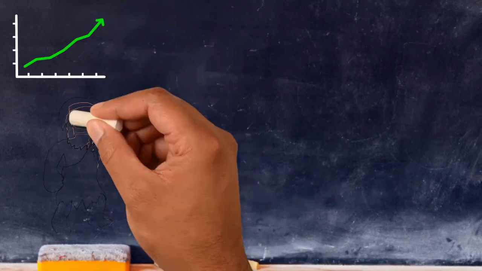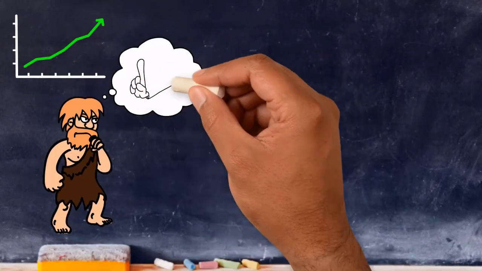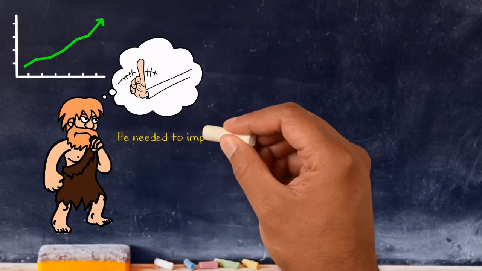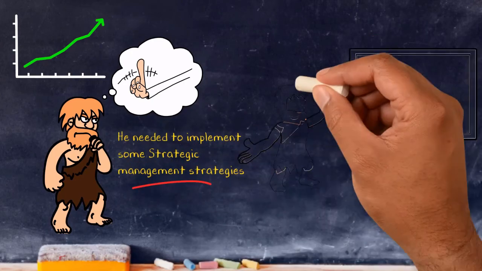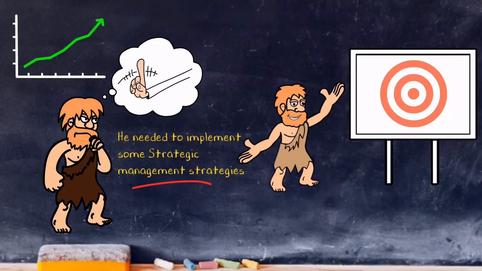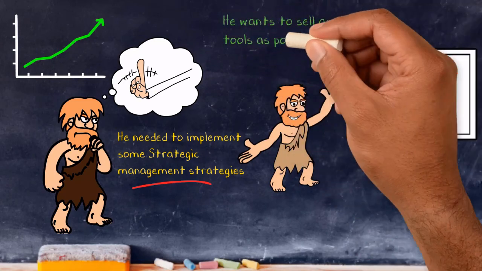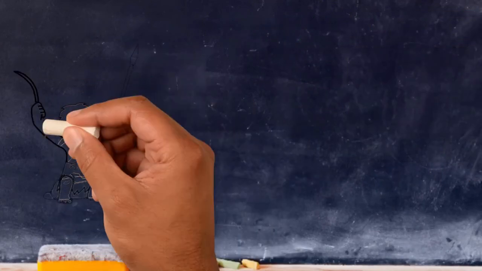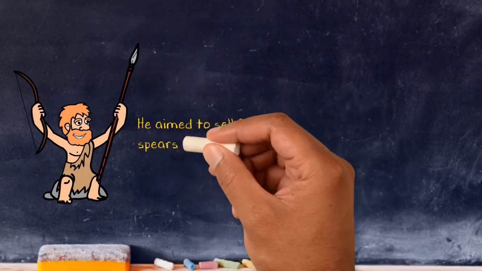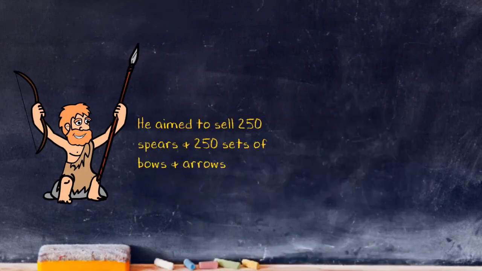Rab's business was booming, but he quickly realised it wasn't going to take care of itself. He needed to implement some strategic management strategies, and this is what he did. Firstly, he identified what his goals were. It would have been easy to say he wanted to sell as much as he could, but that was simply too vague. Within a year, he aimed to sell 250 spears and 250 sets of bows and arrows.